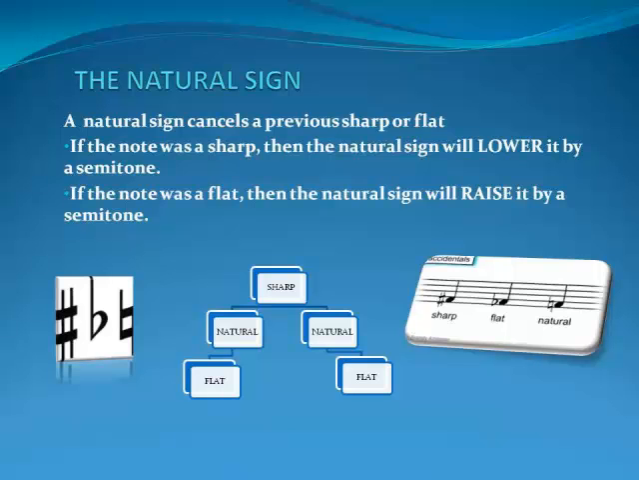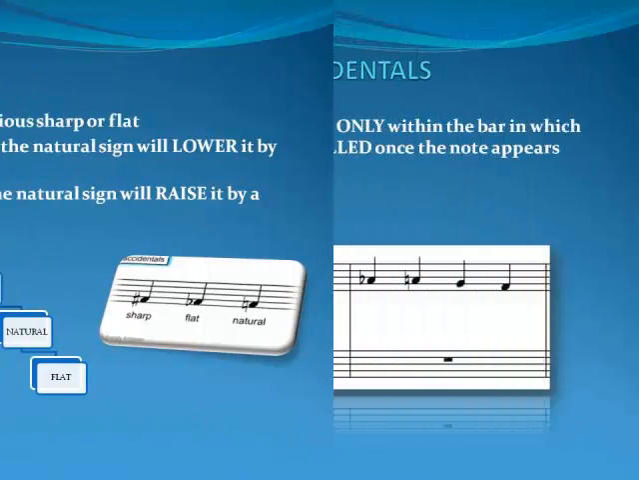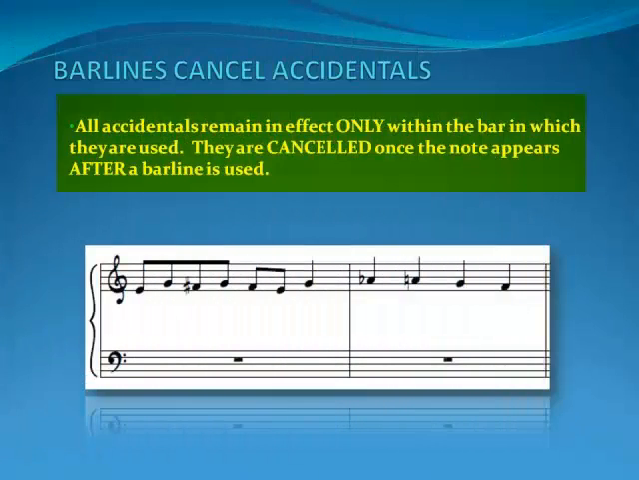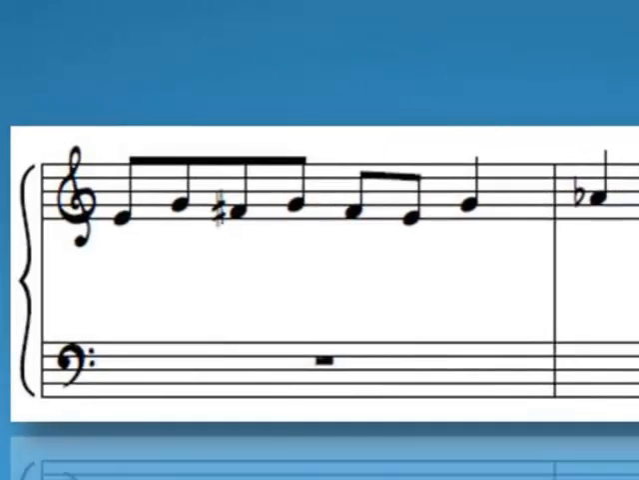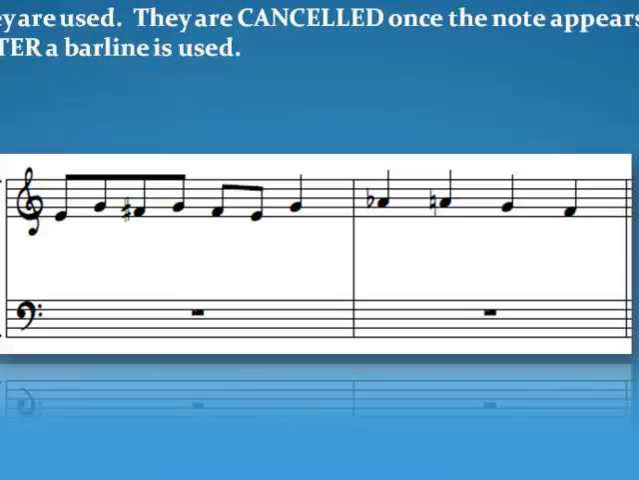Remember that the bar line cancels out any accidentals in that measure. In the example you see, the first F is sharp. The next F in the same measure would also be sharp because the accidental sharp carries for the whole measure. The last note in the second measure of this example is an F natural because the bar line cancels out the previous sharp.